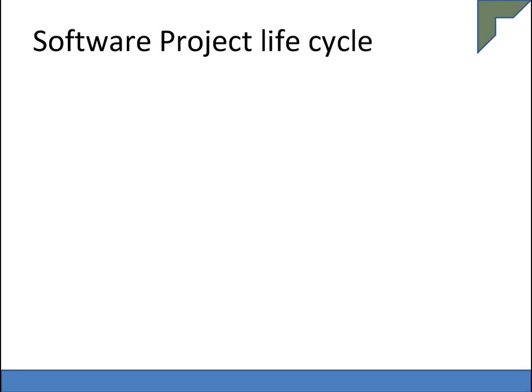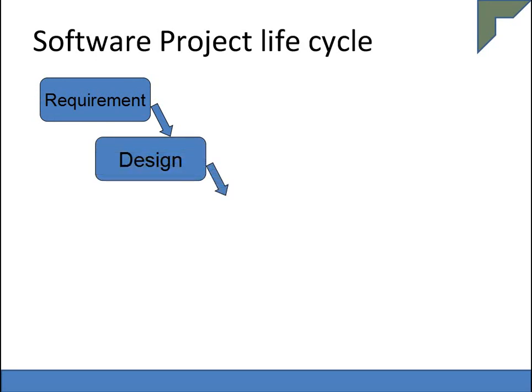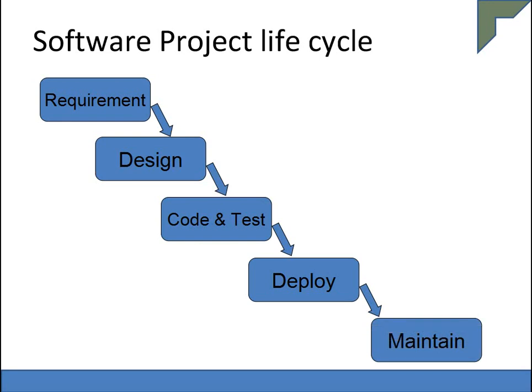Software project lifecycle. The stages are: first, requirement; next, design, code and test, deploy, and maintain. I will not go into details, but understand that in order to kickstart a project, after there is an agreement between the client and the one who will be developing the software, you have requirement analysis, meaning what exactly the requirement of this particular client and project is. So there are phases like requirement gathering and more.